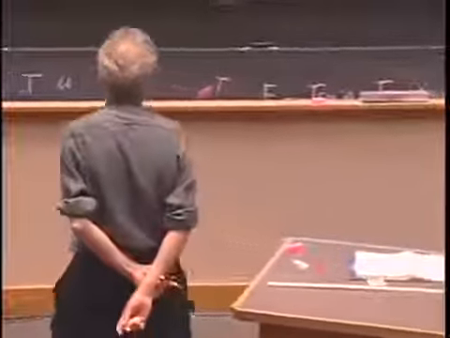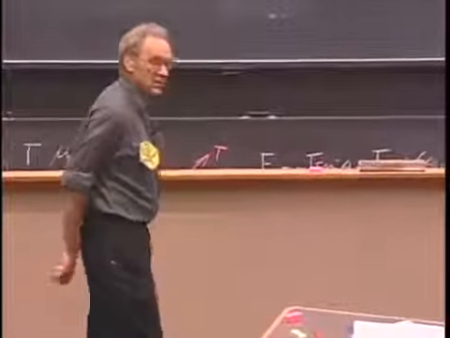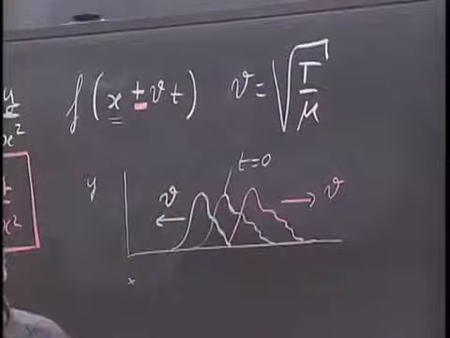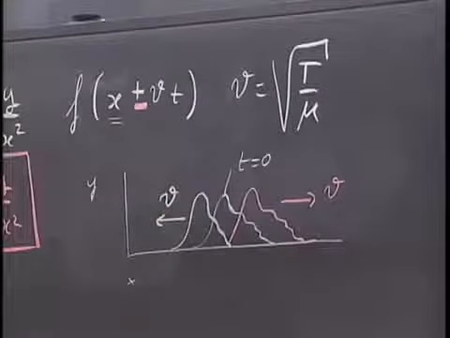So in any case, we have derived two things. We have derived that there is such a thing as a speed, but we even have derived the speed itself, the square root of T over mu. So if we had done the experiment again with a higher tension, then the pulse would have moved faster.